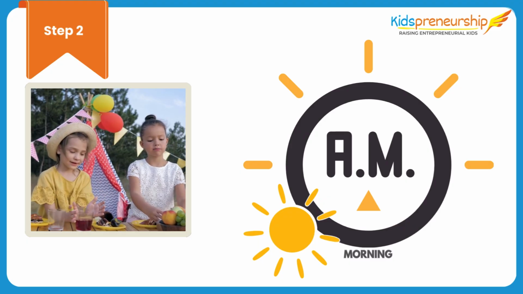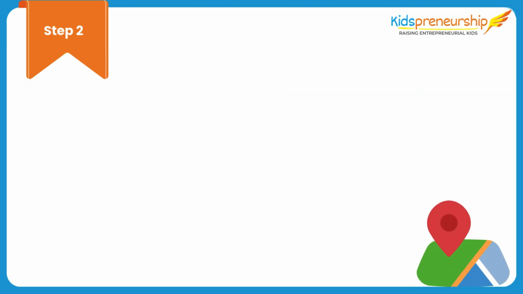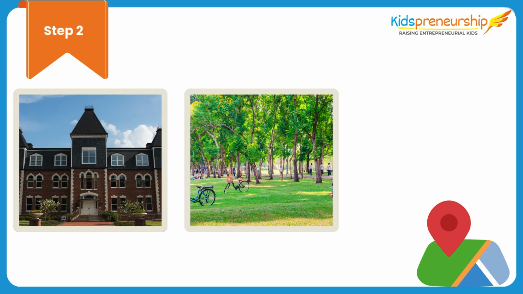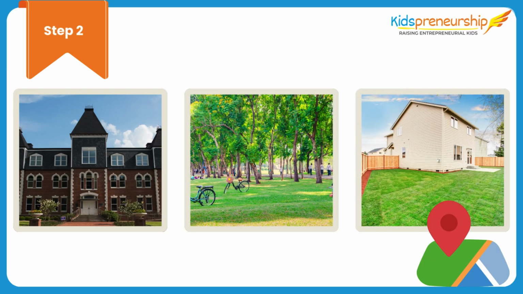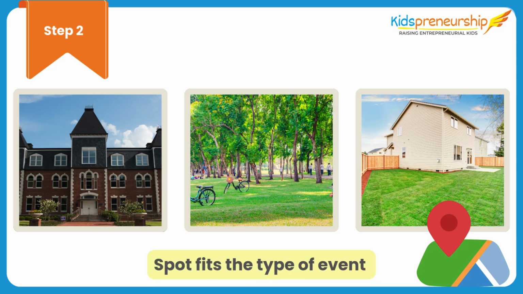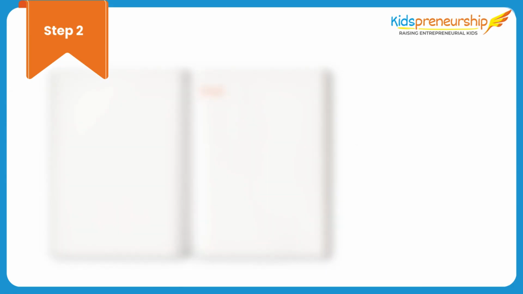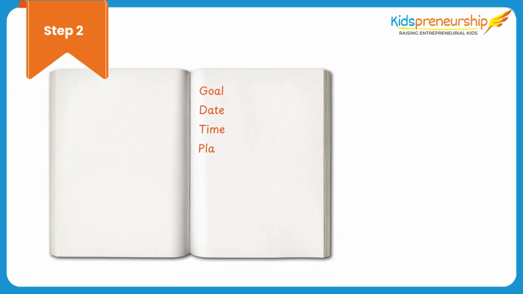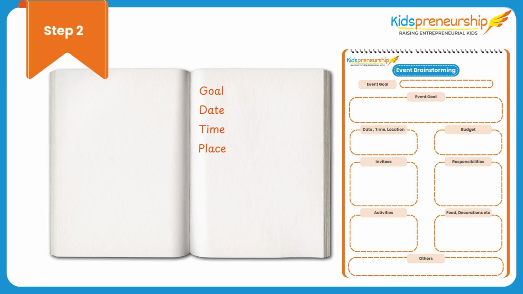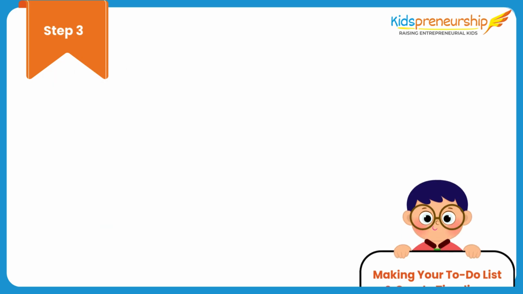The location is just as important. Will it be at school, in a park, or even in your backyard? Make sure the spot fits the type of event you're organizing. Once you've chosen your date, time, and location, write them down in your notebook or brainstorming sheet to help you stay on track.